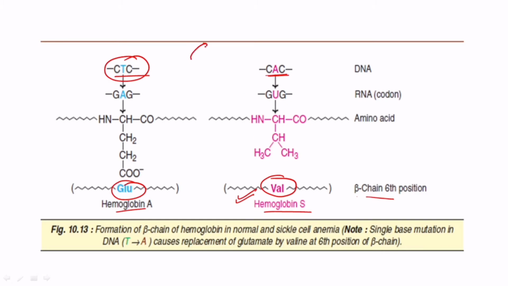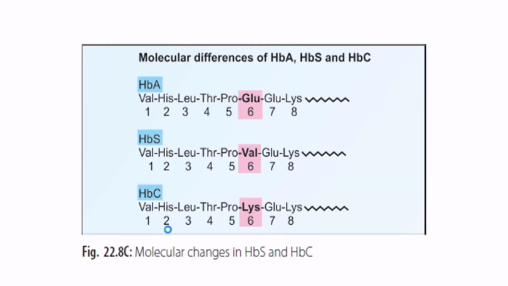So it is an example of a missense mutation, which is a point mutation. Okay, dear students, whenever there comes a question asking to name the mutation that occurs in sickle cell anemia, the answer is missense mutation or point mutation. Here it depicts the differences between hemoglobin A, S, and C. In hemoglobin A, we have glutamic acid at the sixth position. In hemoglobin S, we have valine, and in hemoglobin C, we have lysine at the sixth position of the beta chain.